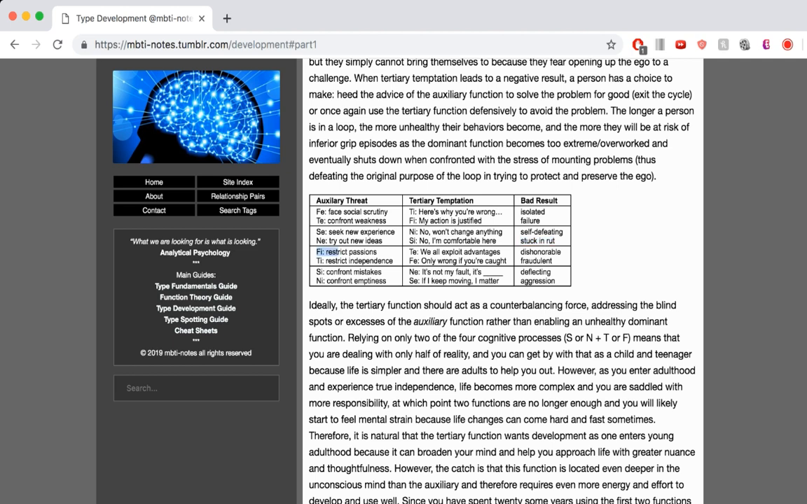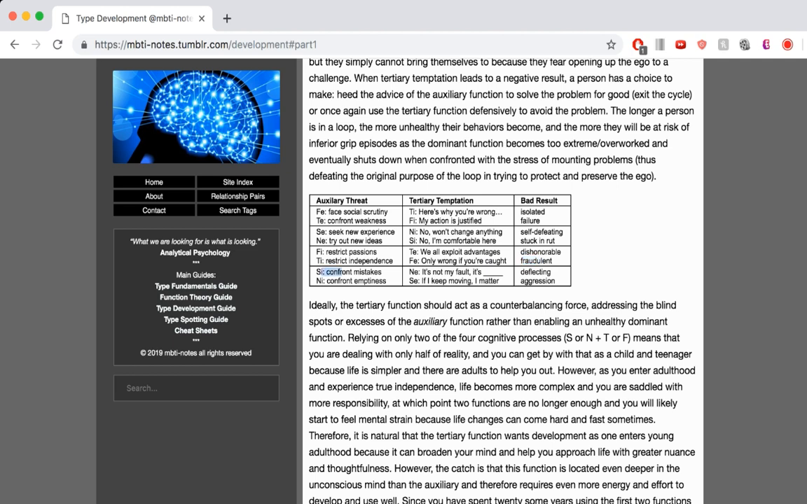FI to restrict passions. TE, we all exploit advantages. So this is dishonorability. I guess this is like morals versus just do things. TI, restrict independence. FE, only wrong if you're caught. This is using FE in an unhealthy way, because FE is knowing the emotions around you, and if you know the emotions but you use them wrong, then yeah, you become fraudulent.